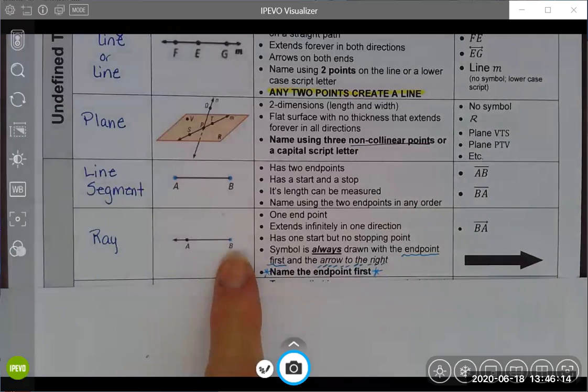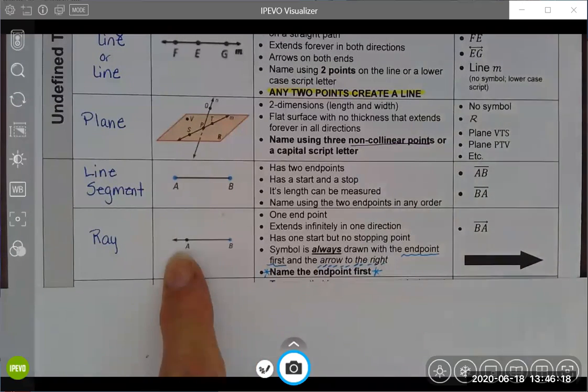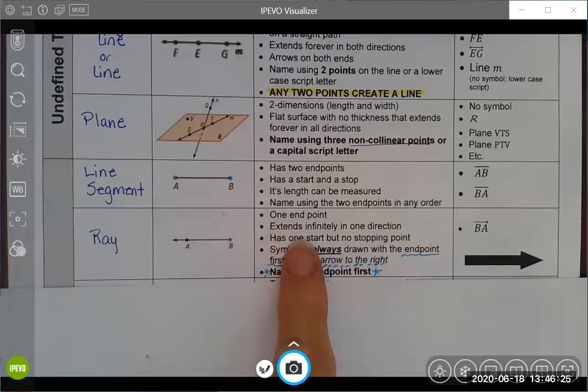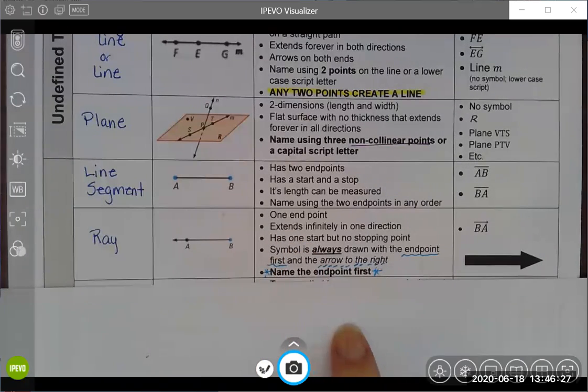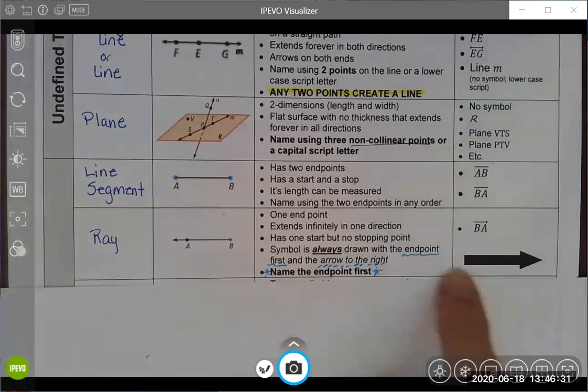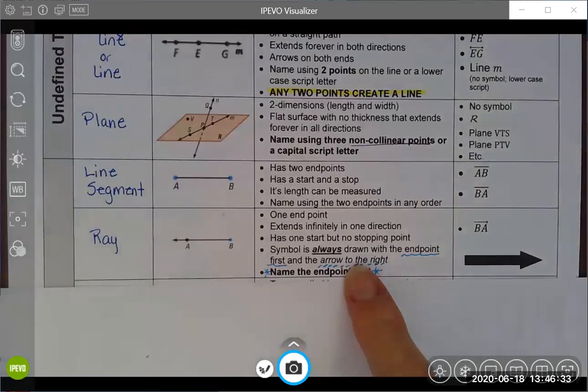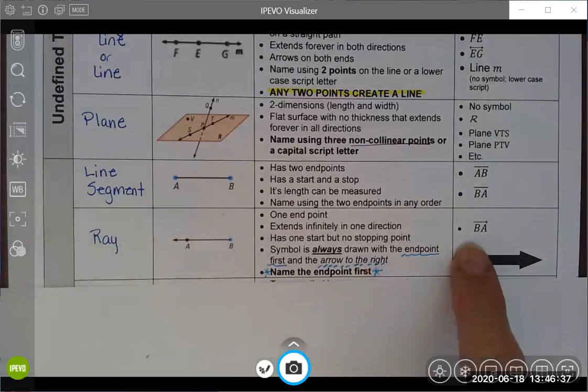A ray is an endpoint, and it has another point on the ray that continues in the direction of the line that continues forever. So it has one endpoint and extends infinitely in the other direction. It only has a starting point, but no stopping point. We always, always, always draw the representation with the endpoint first, and then an arrow on one side.